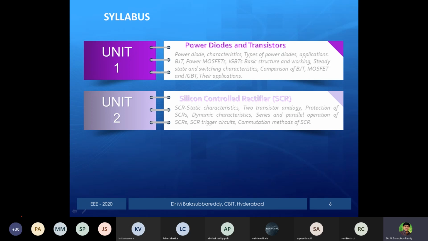Similarly, we come to series operation. Like that in SCR also. As I mentioned, high rating SCRs are there. Suppose one SCR's current rating is, just for example, 2 kiloamperes, but our demand is 10 kiloamperes. What do I have to do? One SCR cannot meet the 10 kiloampere demand. Then for that application, you can use 5 SCRs in parallel to meet our current demand. So we require parallel operation of SCRs.